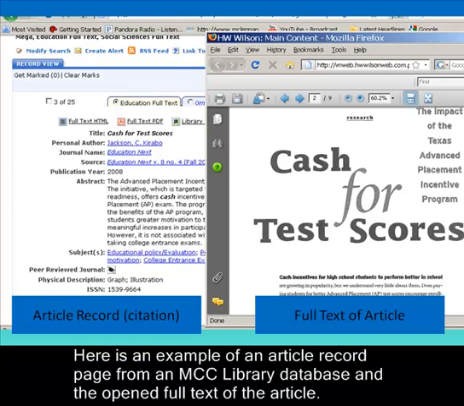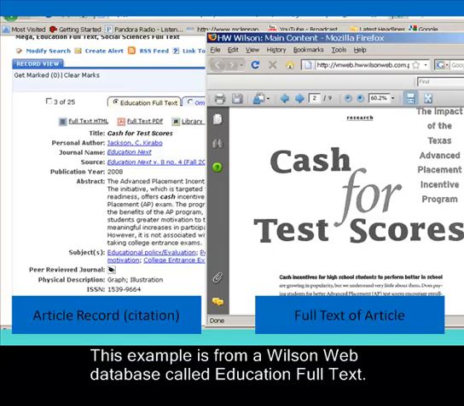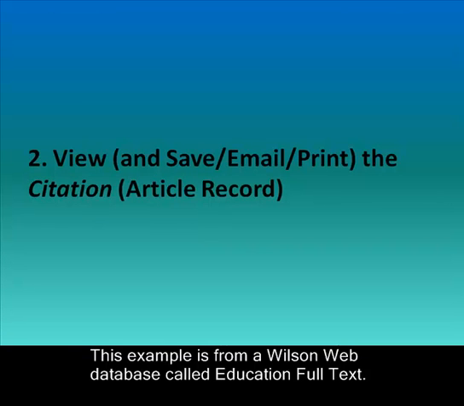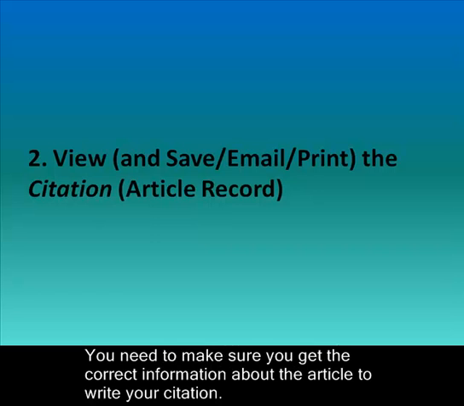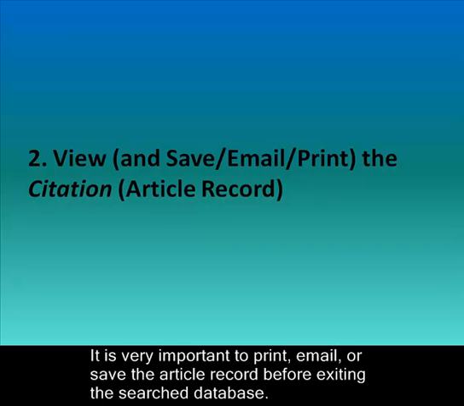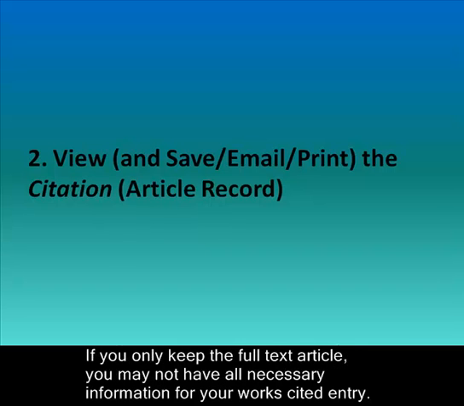Here is an example of an article record page from an MCC Library database and the opened full text of the article. This example is from a Wilson Web database called Education Full Text. You need to make sure you get the complete information about the article to write your citation. It is very important to print, email, or save the article record before leaving the database in which you have found your articles. If you only print, email, or save the full text article, you may not have all of your needed information for the citation entry in your MLA Works Cited page.